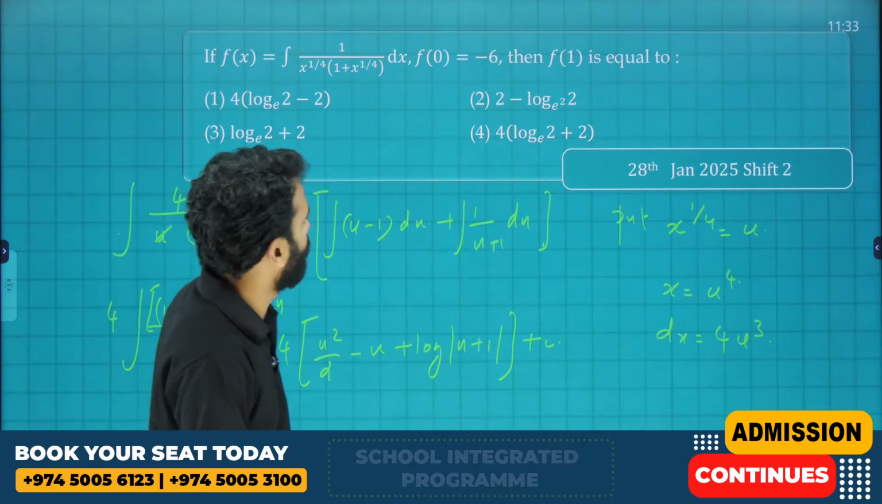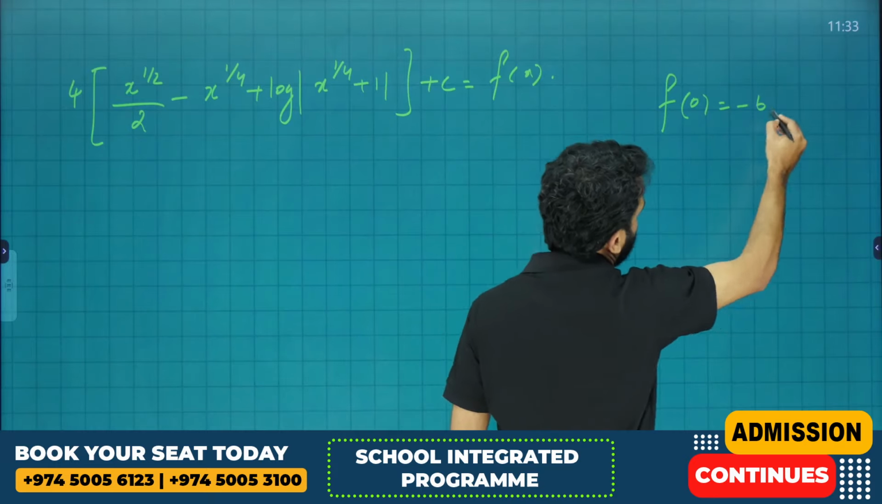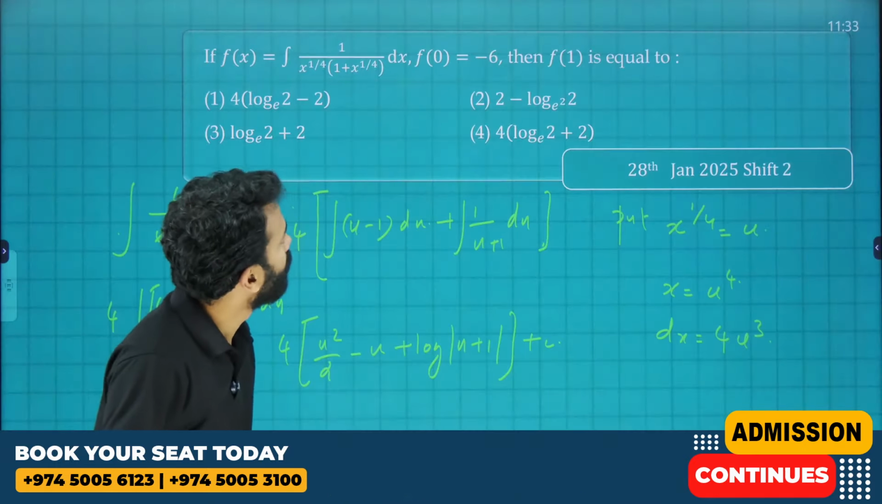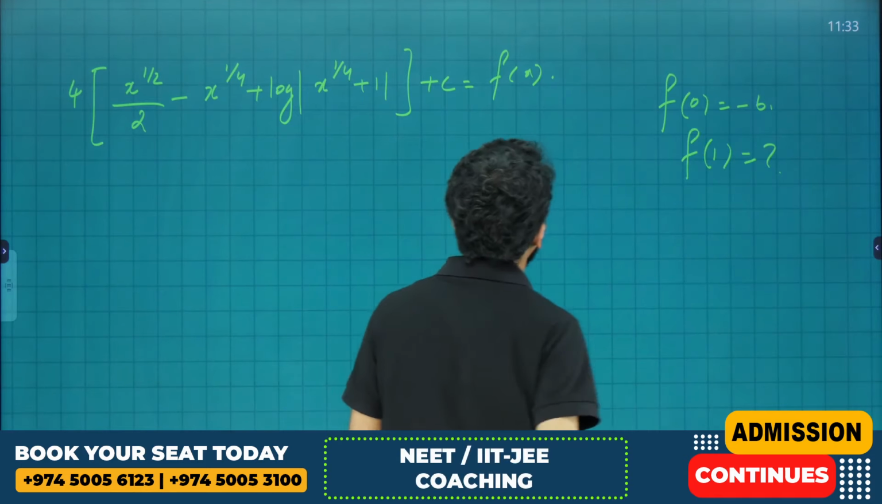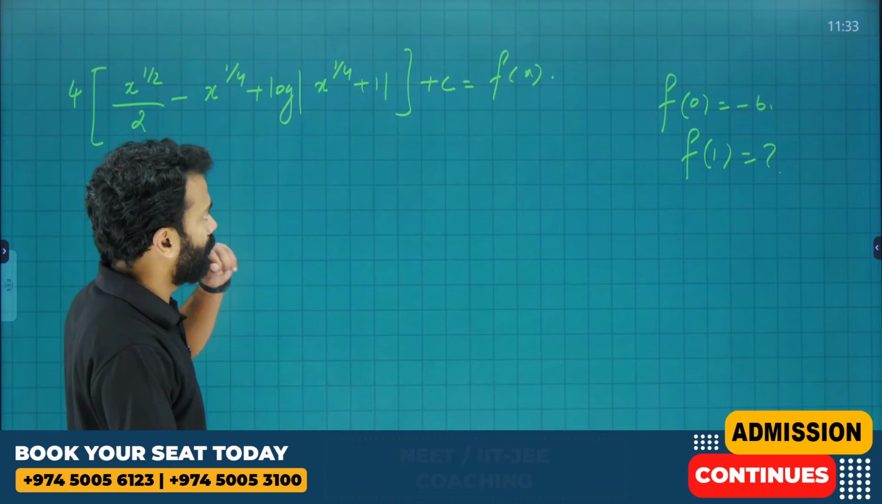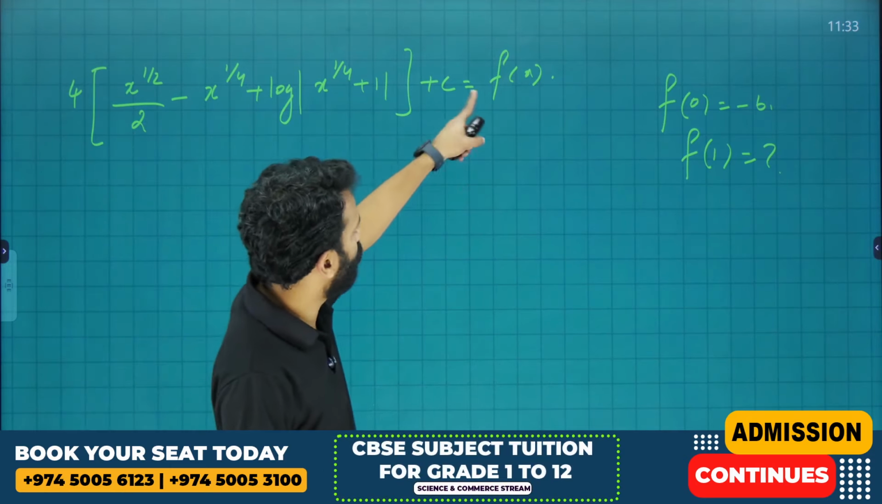f of 0 is equal to minus 6. You need to find the value of f of 1, right? Just please wait. So how are you going to find the value of f of 1 from here? f of 0 is equal to minus 6 means if you substitute x is equal to 0, everything will be 0, right? Therefore, c is equal to minus 6.